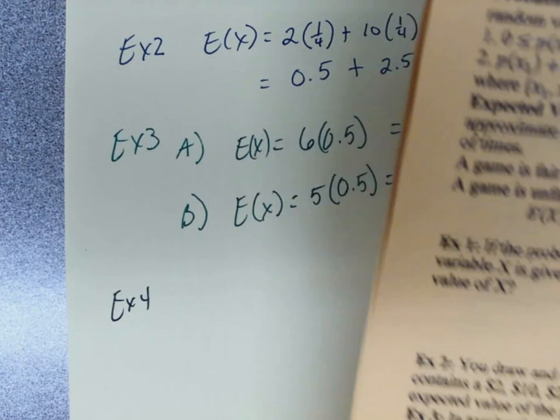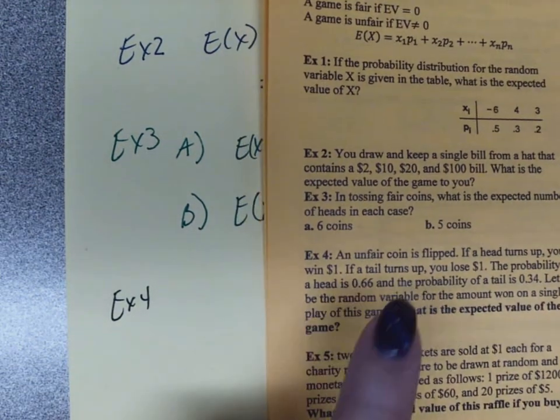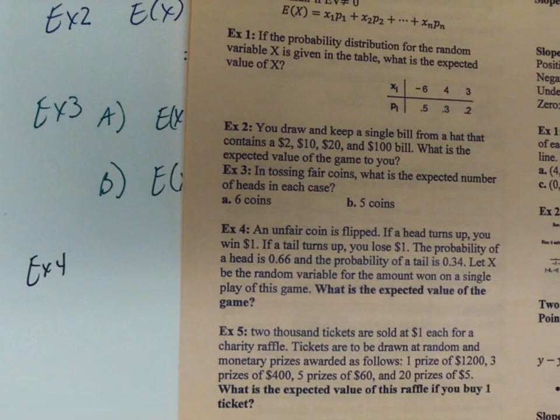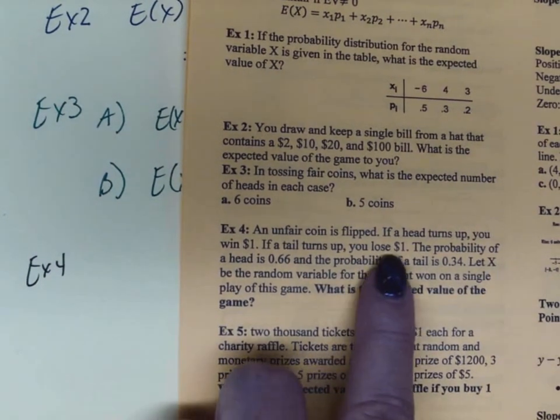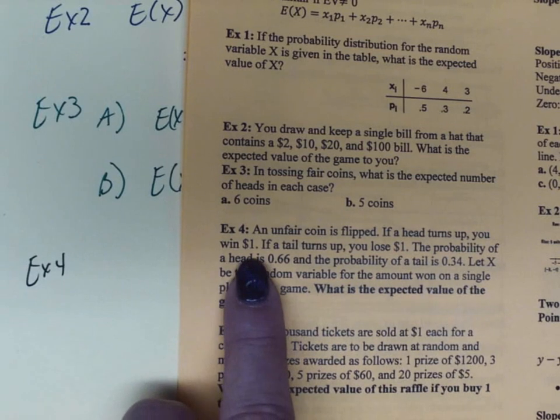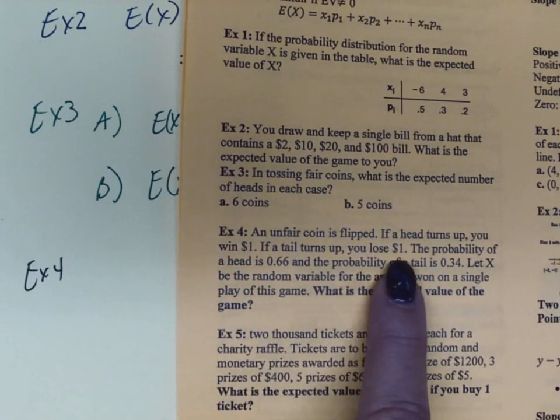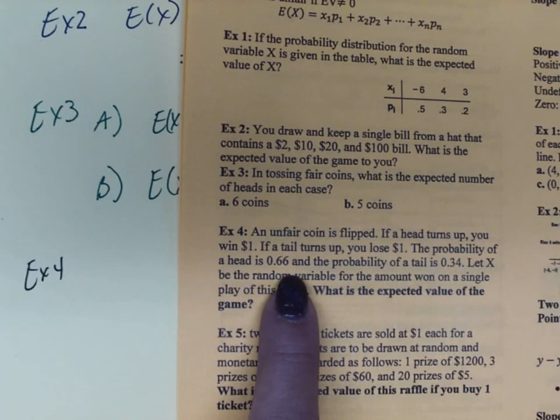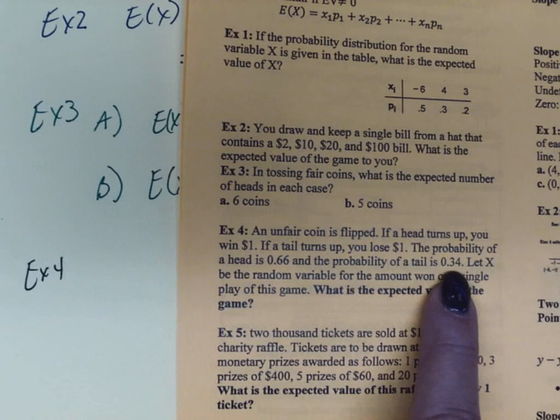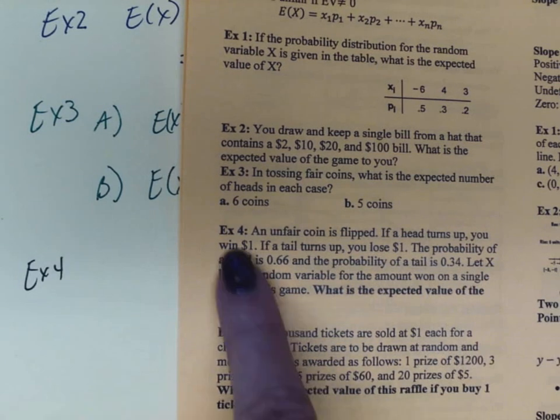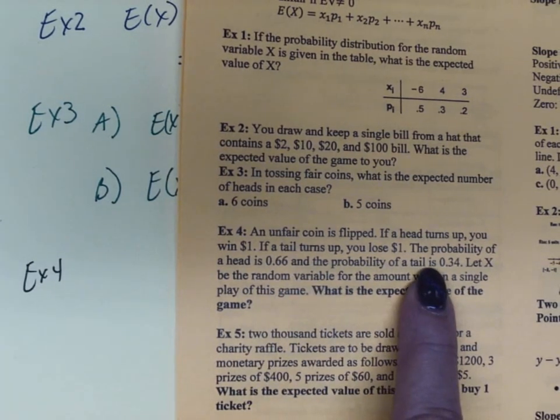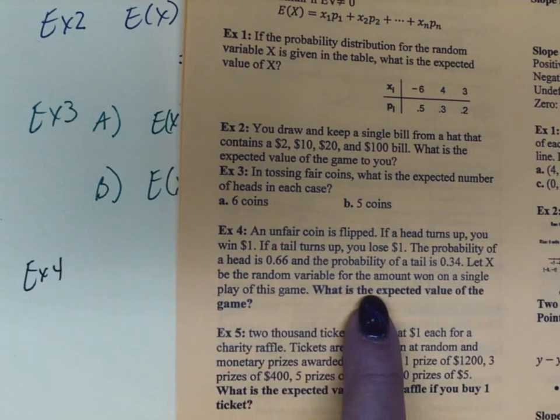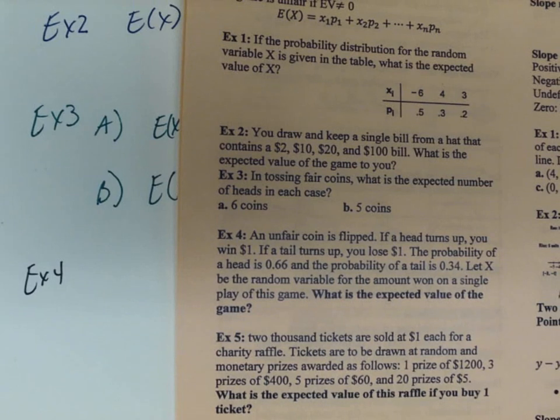So example 4, we have an unfair coin is flipped. Unfair coin means that it doesn't always do 50-50. It could land on heads more or tails more. If a head turns up, you win $1. If a tail turns up, you lose $1. The probability of a head is 0.66, and the probability of a tail is 0.34. Remember, all the probabilities have to add up to be 1. So let X be the random variable for the amount won on a single play of this game. What's the expected value of the game?